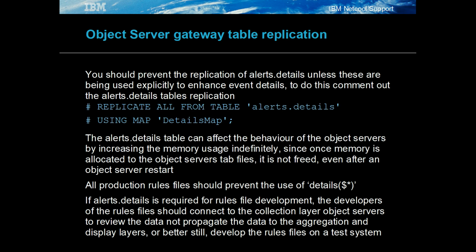It is recommended that alerts.details is not replicated within the multi-tier system, as the alerts.status table should be configured to hold all the important information. Typically, alerts.details is used for debugging probe rules, so would not be required in the aggregation and display layers. Alerts.details can be prevented from being created by using a null details command at the end of the main rules file, or by using the disable details probe property.